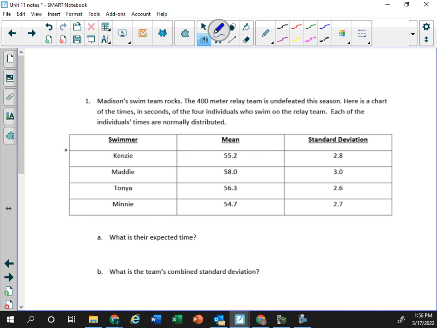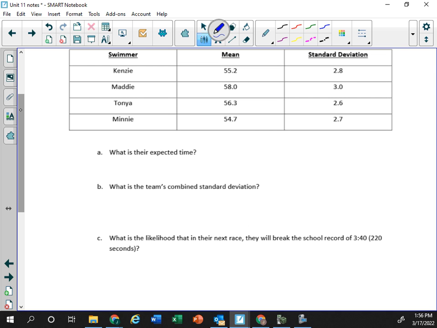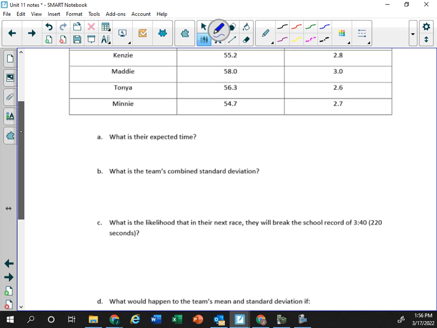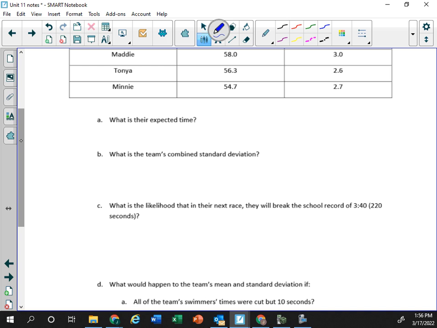Okay. Apparently we're now on example 1. So we have Madison swim team. This is their times in the 400-meter relay. So you've got their individual mean and standard deviation. We want to know the expected time. Like 3 seconds is a very big standard deviation for a swimmer. Yeah, it is. You are not consistent. All right, expected time. And what I'm talking about is for the relay, okay? For all 4 of them? Yep.